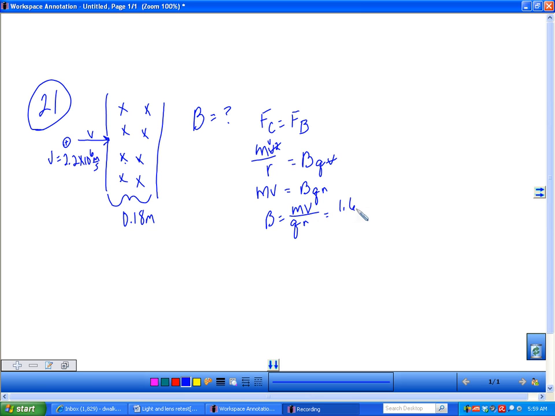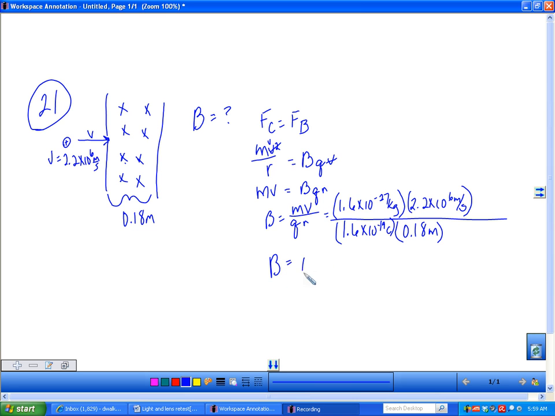So the mass of the proton is 1.67 times 10 to the negative 27 kilograms. The velocity of the proton was given to me as 2.2 times 10 to the 6 meters per second. The charge on a proton is 1.6 times 10 to the negative 19th coulombs. And I want the radius of the circle to be, I want it to move just like that, so I want the radius to be no more than 0.18 meters. So if I plug and chug, I get B to be 0.128 Tesla.